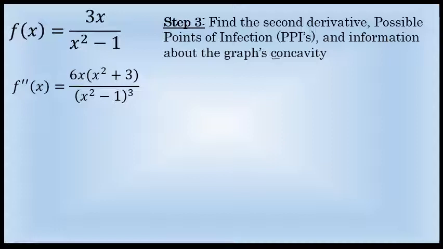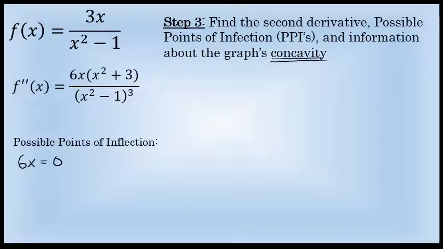Finding information about the graph's concavity very much mirrors the process used to find information about where the graph increased and decreased. Information about the graph's concavity comes from the second derivative, including first finding possible points of inflection. Possible points of inflection come from x values where the numerator is 0. In this second derivative, we have the numerator factored as 6x times x squared plus 3. So possible points of inflection will be places where each of those factors are equal to 0.